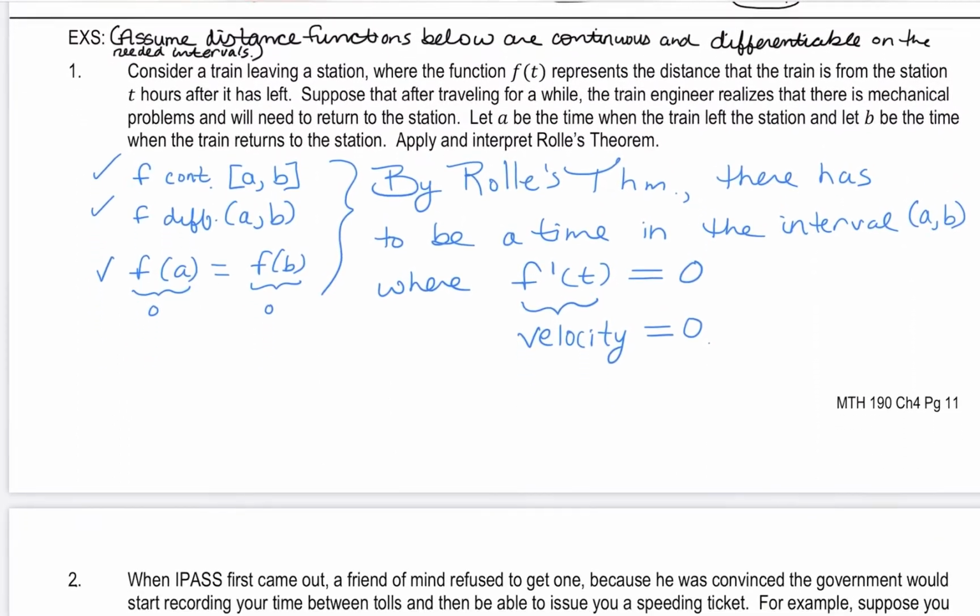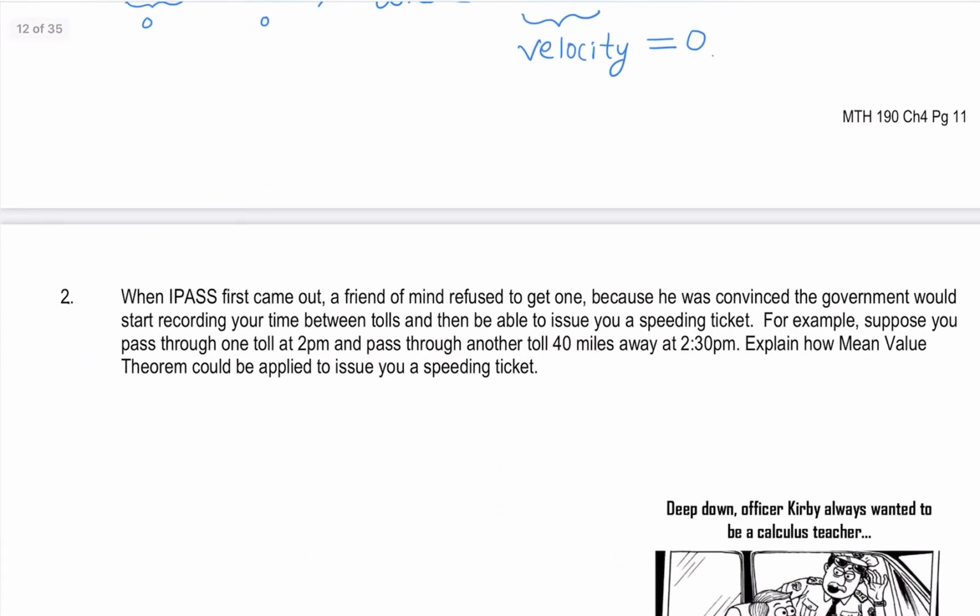All right, let's look at another example. When iPads first came out, this is a true story, by the way, a friend of mine refused to get one because he was convinced the government would start recording times between tolls and then issue you speeding tickets. And I'm not so sure that he was so far off from the reality on something like that.